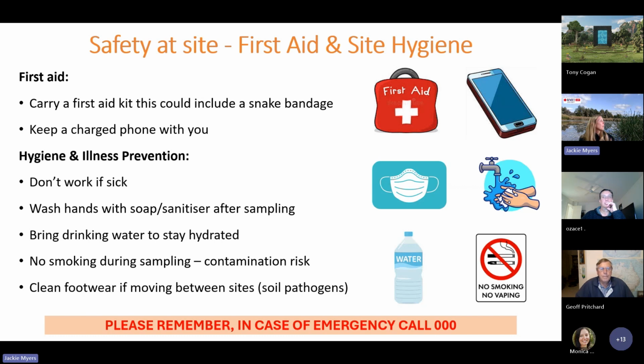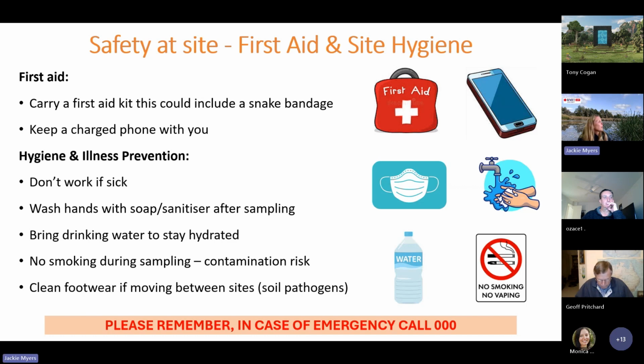And one other point we have there is we'd really ask all volunteers or anyone sampling to please refrain from smoking during sampling activities, because cigarettes do contain a number of different contaminants, and even if you're not touching, just from breathing on the samplers, we'll pick up those contaminants.